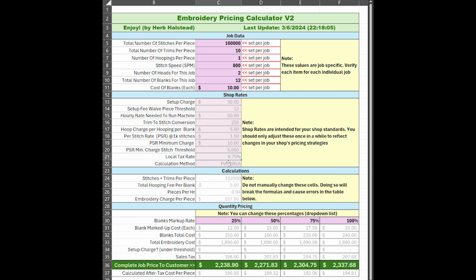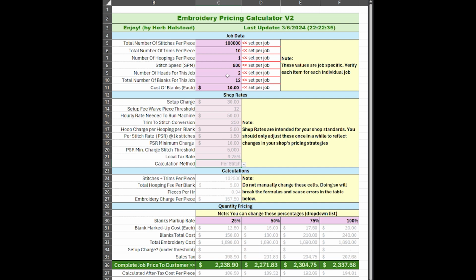We also have a tax rate field that you can put in there so that you can calculate tax later. And then there's a calculation method. Like I said earlier, you can choose per stitch or per machine hour.